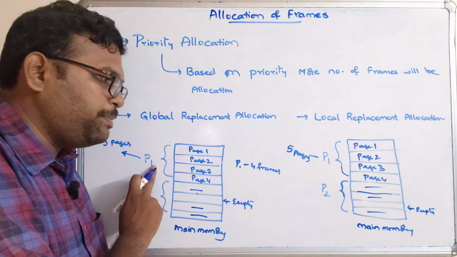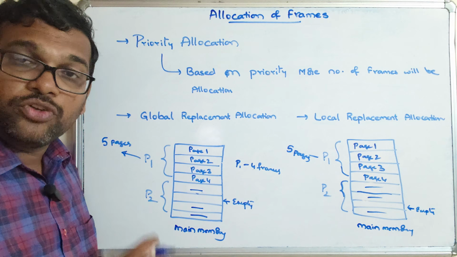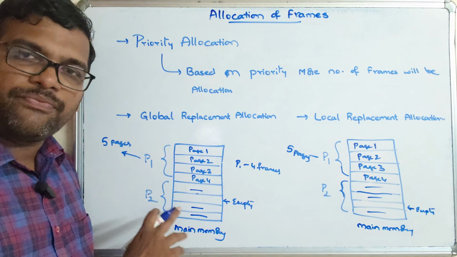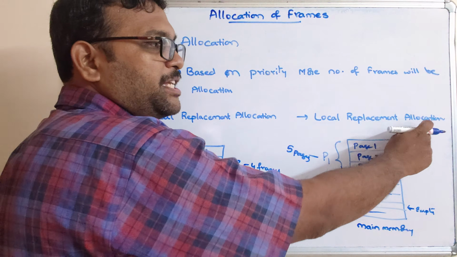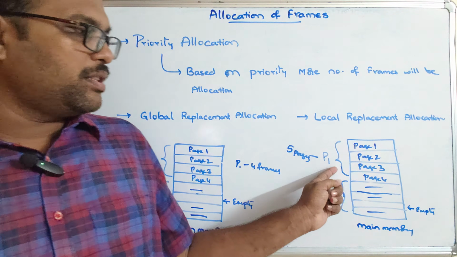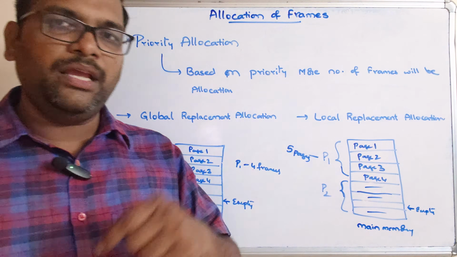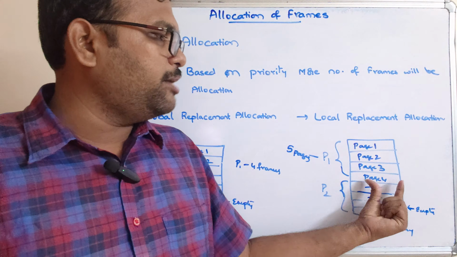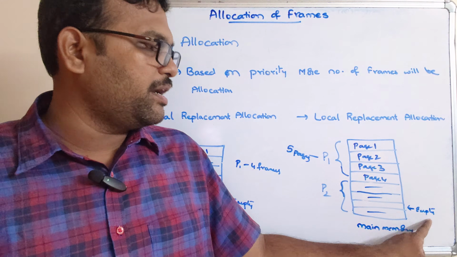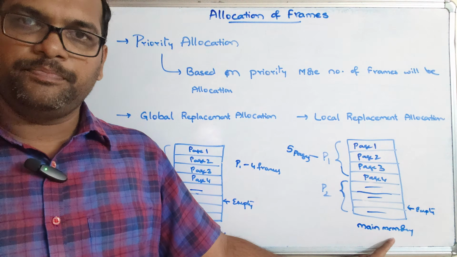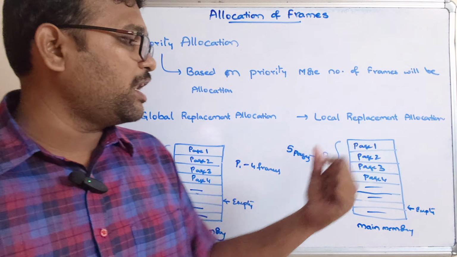So one process's page can be loaded anywhere in the main memory. So it can utilize the memory space of another process. But here that cannot be done. So in local replacement allocation, the pages related to process P1 should be loaded only into the frames which are allocated for P1. So here P1 can't be allocated in the frames allocated to P2. So this is called a local replacement allocation.